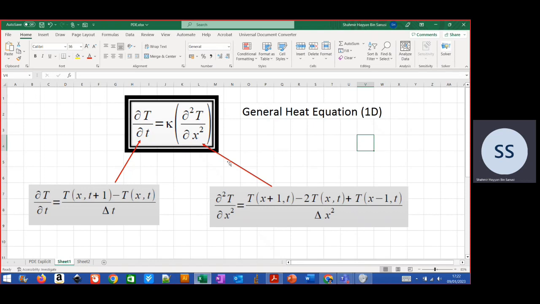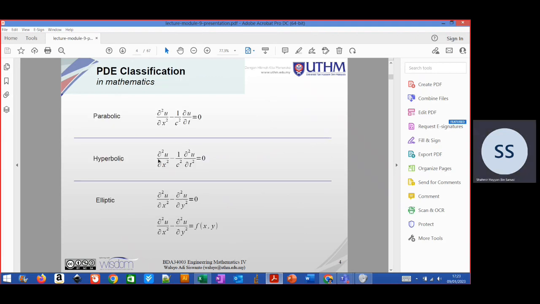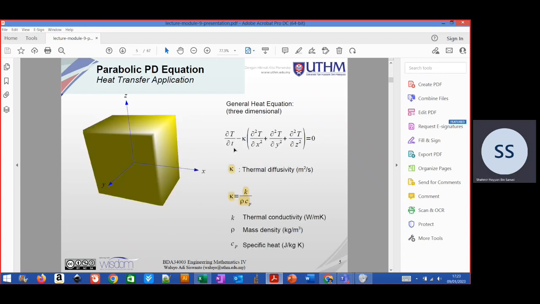In this session, we're going to look at partial differential equations and the explicit method. If you remember from the previous class, we looked at parabolic, hyperbolic, and elliptic partial differential equations. Normally, what we want to do is predict the temperature at a certain point at different times.